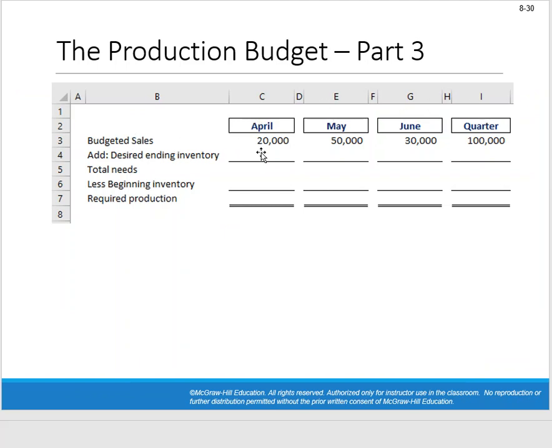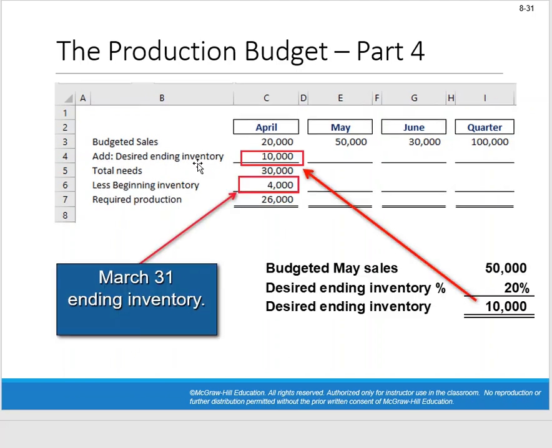So our budgeted sales in units are 20,000, 50,000, and 30,000, as we know. So then our desired ending inventory is going to be the following month, so 50,000 times 20%, and our desired ending inventory for April then is 10,000. So for the month, we need a total of 20,000 for sales and 10,000 for desired ending inventory. It means we need 30,000 units. But we already have 4,000 on hand, so that means we need to produce 26,000.